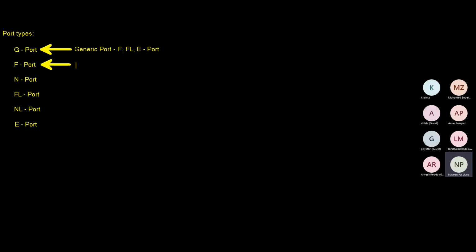Next thing is F port. F port is nothing but a fabric port. To this particular F port only, we connect our servers and storages. You can convert this port by using a command, or automatically it will convert when you connect a server or storage to that particular port, from G port to F port.